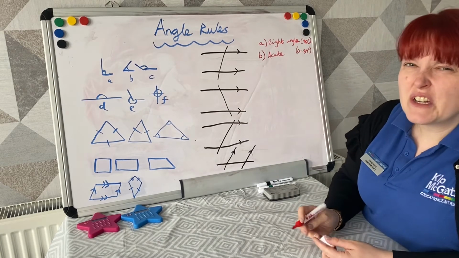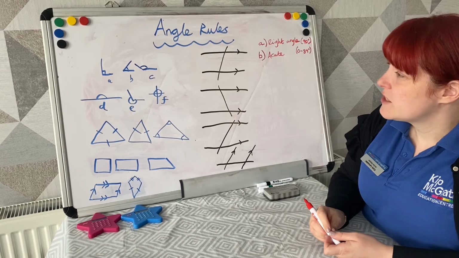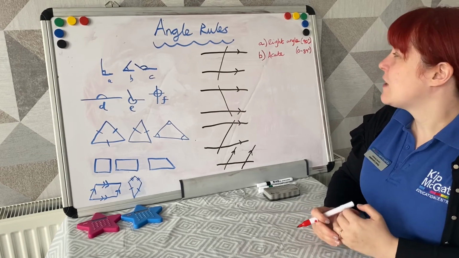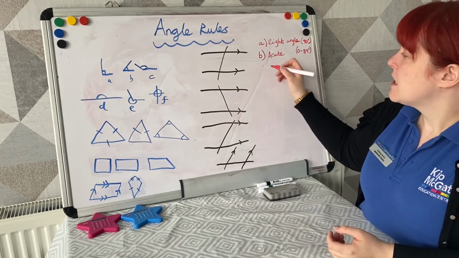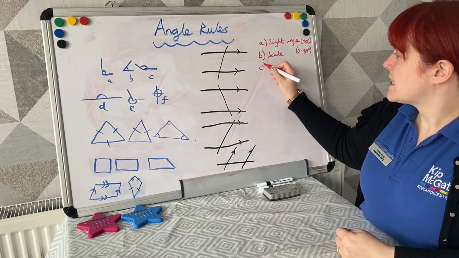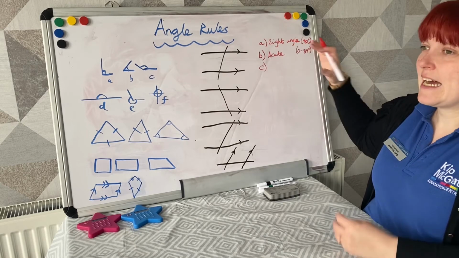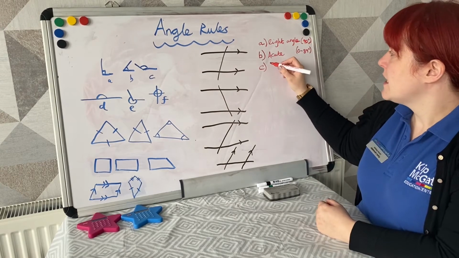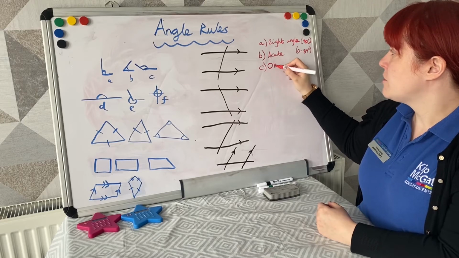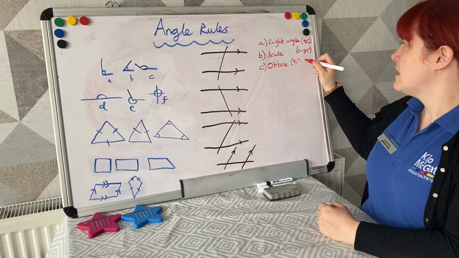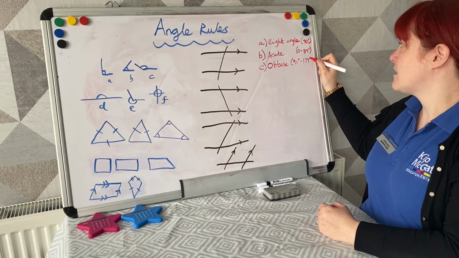The only way I can come up with to remind children is to say it's a cute little angle because it's cute and little, so acute. C is our angle that's between a right angle and a straight line, so it is called an obtuse angle. It's between 91 degrees and 179 degrees.